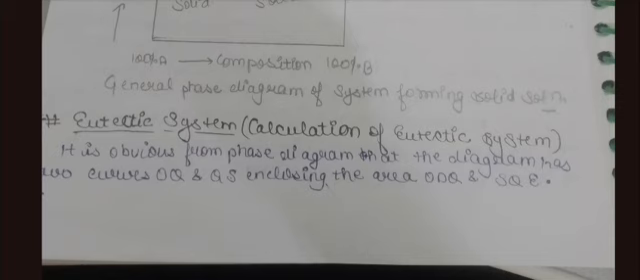Eutectic system. Calculation of eutectic system. It is obvious from the phase diagram that the diagram has two curves, OQ and OS, enclosing the areas ODS and SQE. The general phase diagram of a eutectic system. The OQ and SQ curves. The points O and S represent the freezing points of pure compound A and compound B respectively. The curves OQ and SQ represent the temperature conditions at which solid A and solid B are in equilibrium with liquid mixture. We need to use the reduced phase rule.